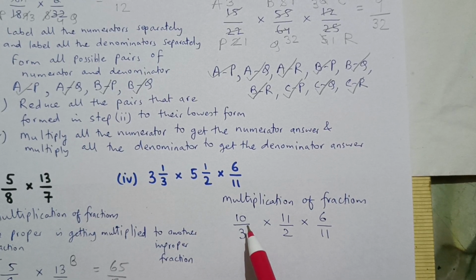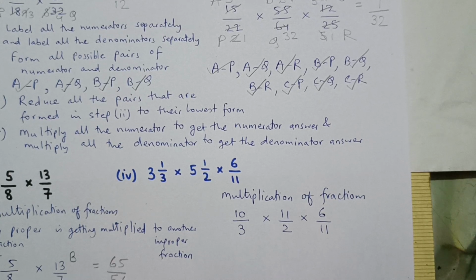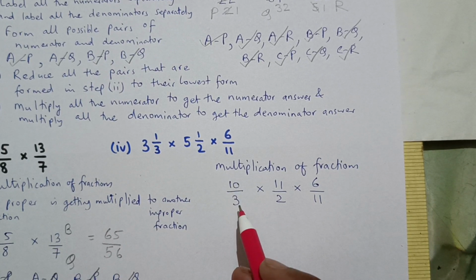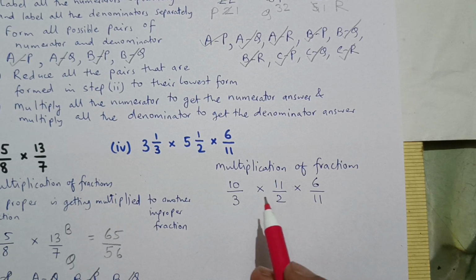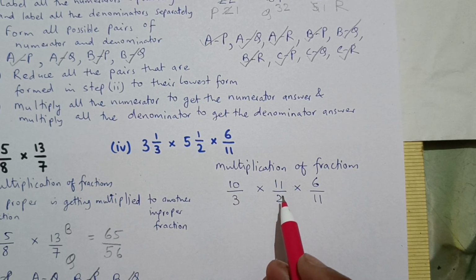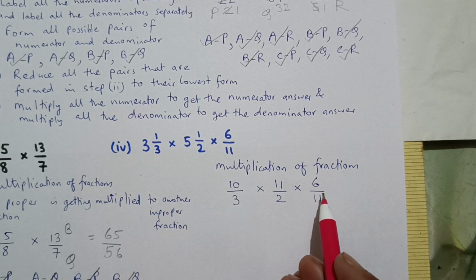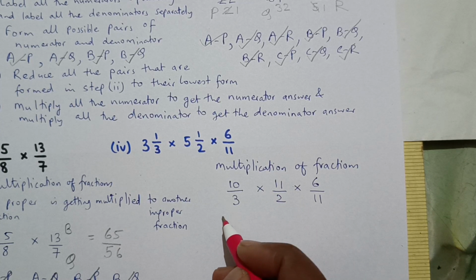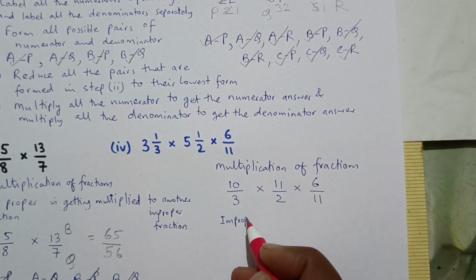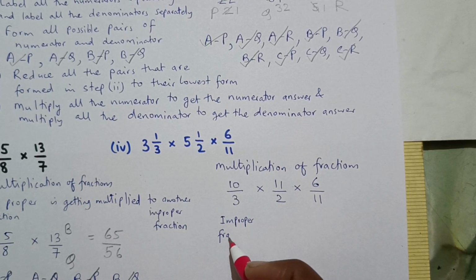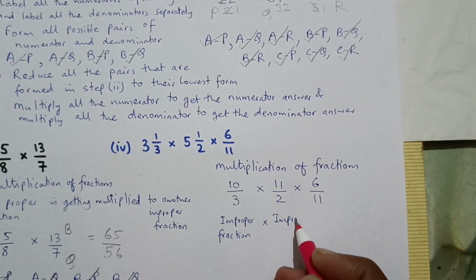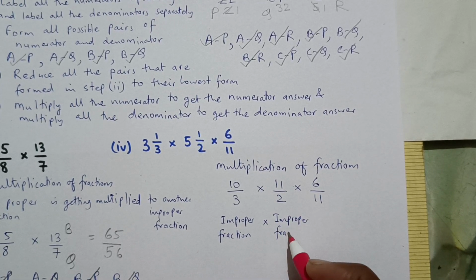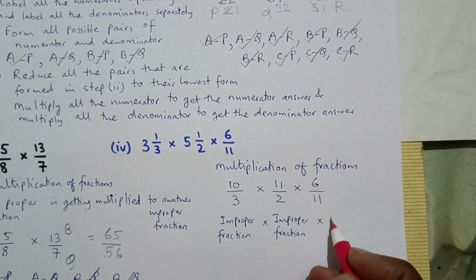So now the question becomes 10 by 3 into 11 by 2 into 6 by 11. So 10 by 3 is an improper fraction, 11 by 2 is an improper fraction, and 6 by 11 is a proper fraction. So improper fraction multiplied to improper fraction multiplied to proper fraction.